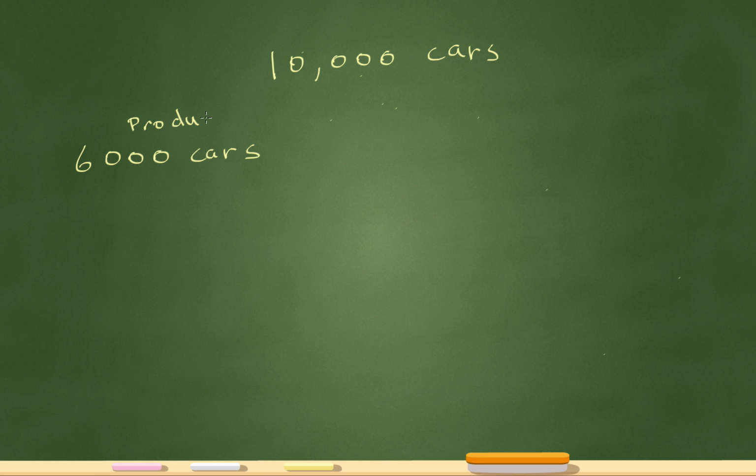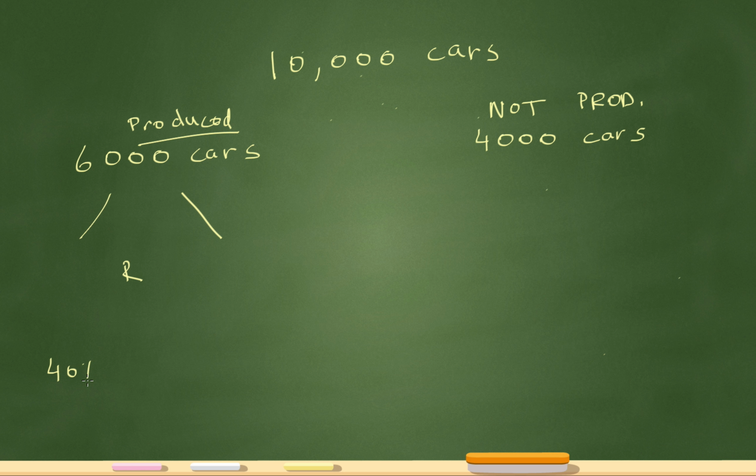And right away from that, I should also write this down for myself. Since there's 10,000 cars, I know that there's 4,000 cars that have not been produced. Okay, so of the 6,000 cars produced this year, 40% are red and 60% are blue. So 40% are red.